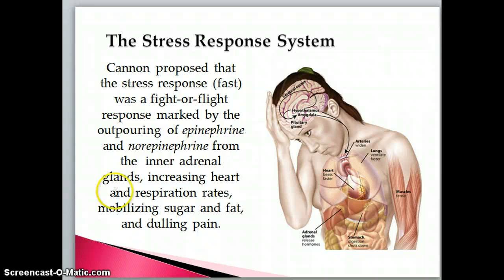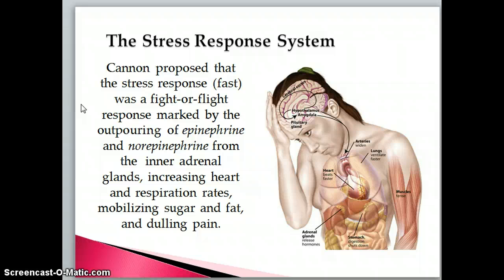Walter Cannon, and you may remember Cannon's name from the Cannon-Bard theory of emotion, proposed that the stress response was a fight or flight response marked by the outpouring of epinephrine and norepinephrine from the medulla, or the inner portion of the adrenal glands. This epinephrine and norepinephrine release causes the increase in heart rate, the increase in respiration rates, the mobilization of your body for energy sources such as sugar, fats, and also some analgesia.